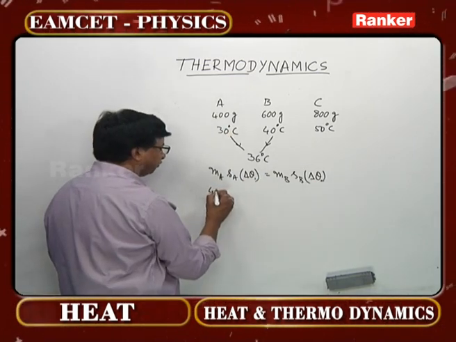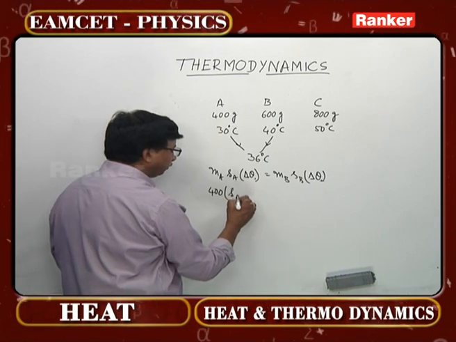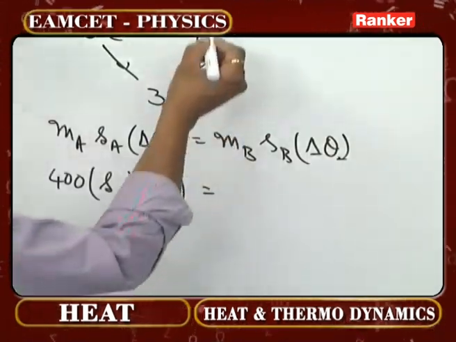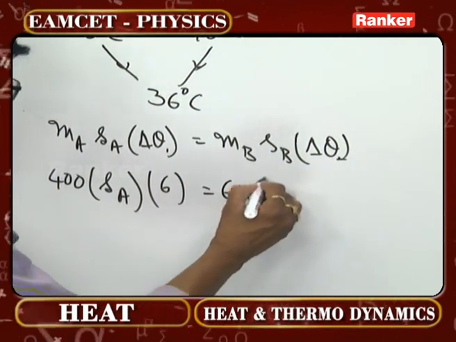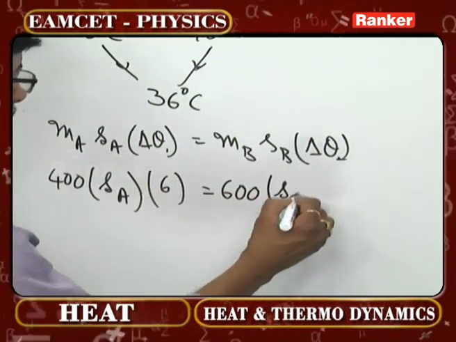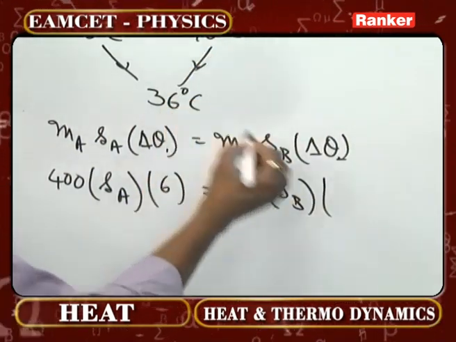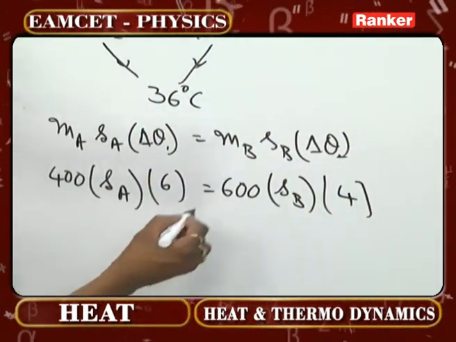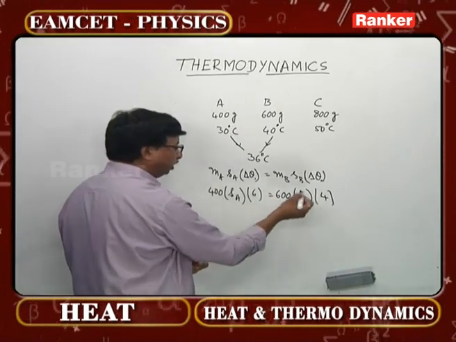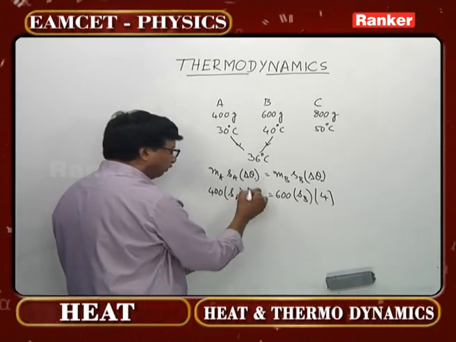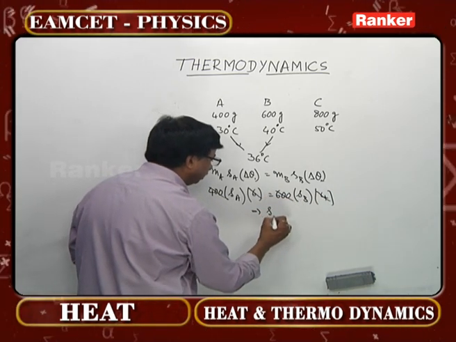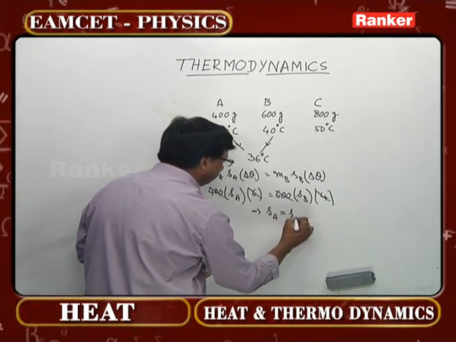This now becomes 400 into SA into, what is the rise in temperature? 6. What is MB? 600 into, what is the specific heat? We don't know. That into the loss of temperature here will be 4 degrees now. Now look carefully, 600 into 4 is 2400. 400 into 6 also is 2400. So what are you getting from this? SA is equal to SB.